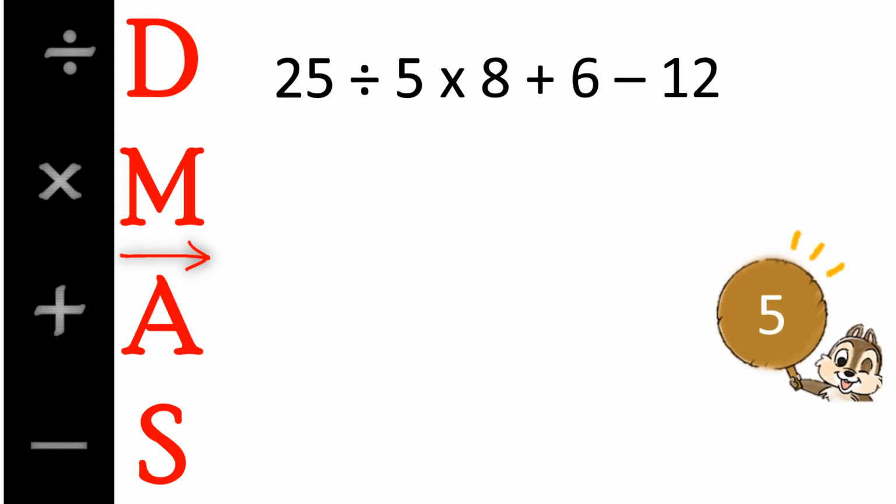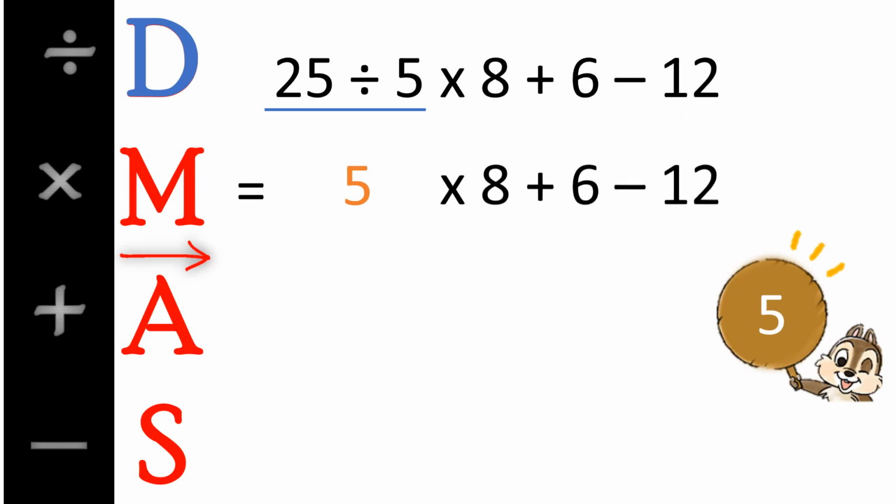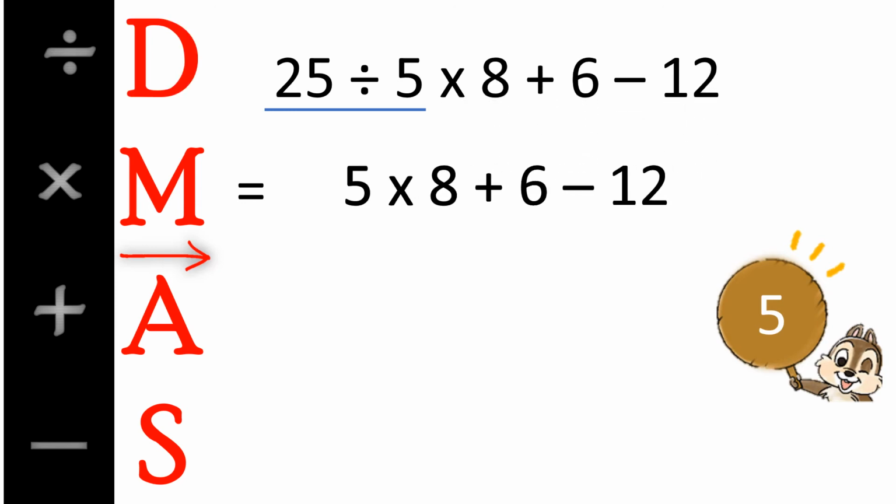Question number 5. 25 divided by 5 multiplied by 8 plus 6 minus 12. According to DMAS, first is division. We have division here. So do the division. So divide 25 by 5. We get 5. Then rewrite the expression as it is. That is multiply by 8 plus 6 minus 12. So we have 5 multiplied by 8 plus 6 minus 12.